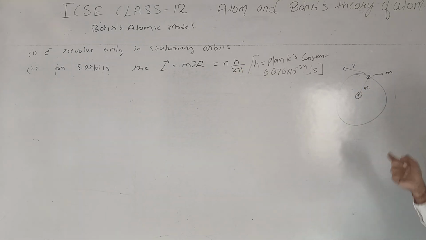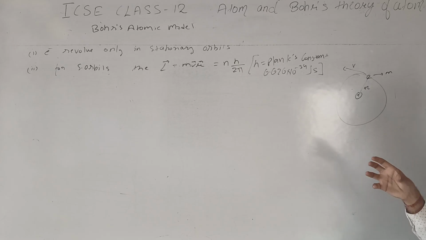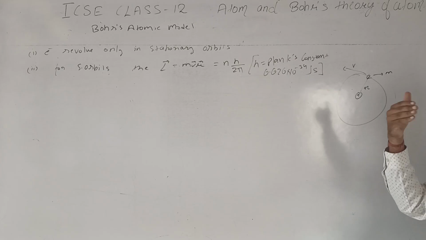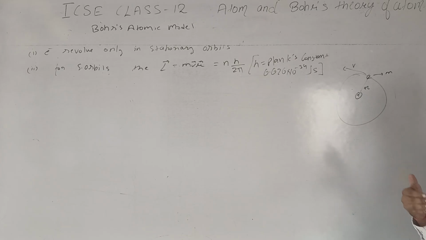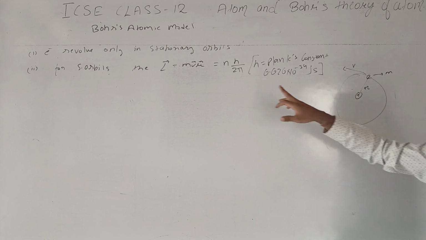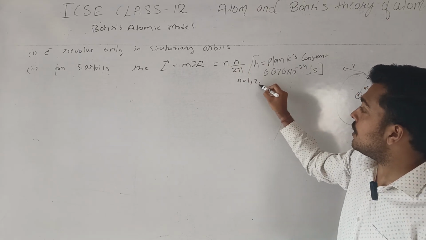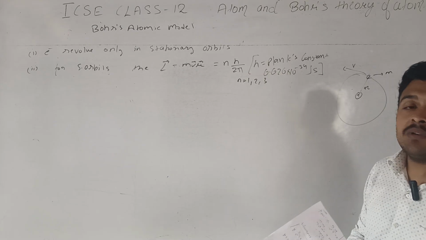So it cannot revolve in any other orbit in which its angular momentum is not an integral multiple; it can be 1 or it can be 2. We can think of it like a lift: we are on the ground floor, and when we enter the lift, we can go to the first floor or second floor. We cannot go to a floor between the ground floor and the first floor. After the ground floor, only the first floor will come. Similarly, n can be 1, 2 or 3. It cannot be 1.2 or 1.3.